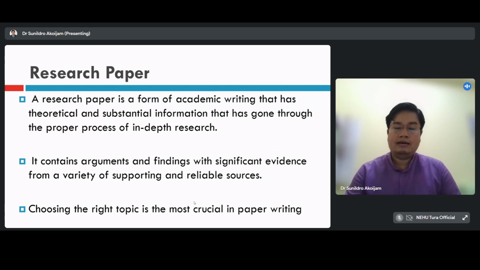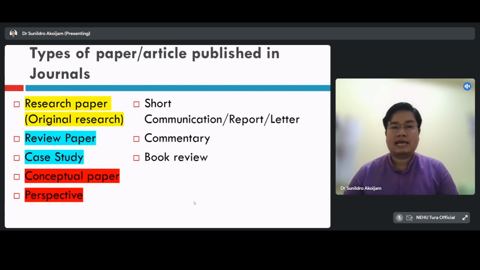So let me talk about some of these types of articles which are published in the journals. In this particular slide, on the left side, forget about the right side for the time being, I have categorized the types of paper on the basis of certain colors. This categorization is done on the basis of the commonality of the paper published plus the level of challenges that you may face while writing a paper.